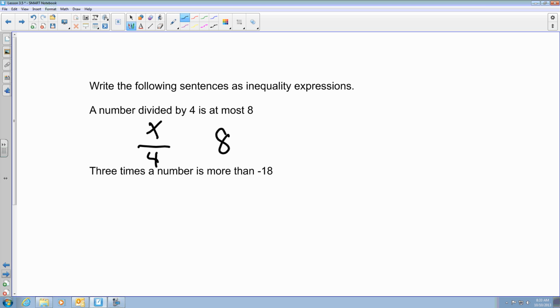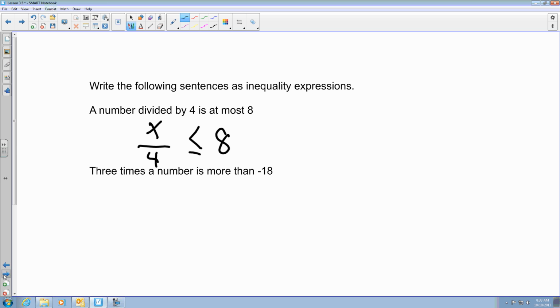So is at most. So could it be more than 8? No, it cannot, because at most is 8. So the largest value it could be is 8. So that means my alligator has to open up towards the 8. Could it be 8? It is at most 8. I would say that it could be equal to. So for this statement here, it's x divided by 4 is less than or equal to 8.